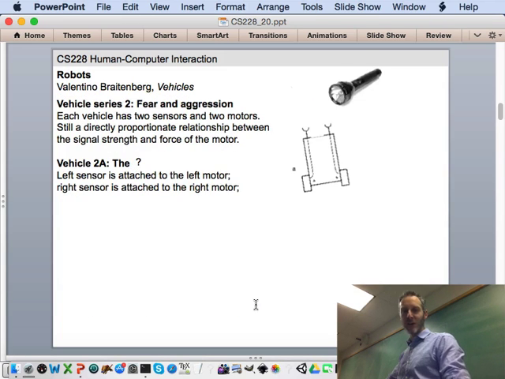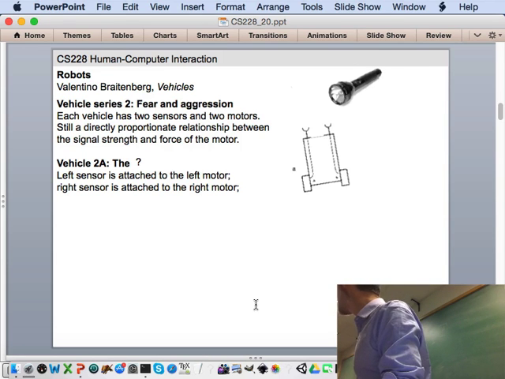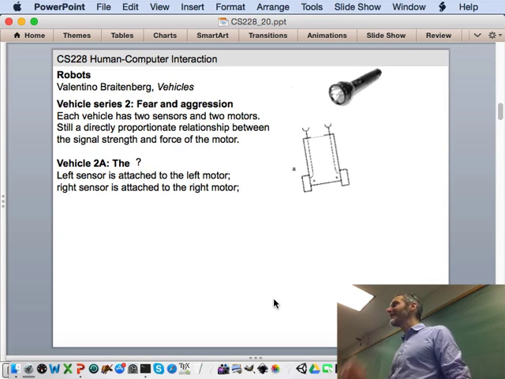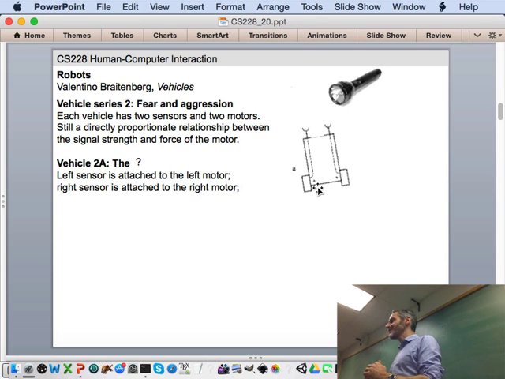Let's move on to Vehicle 2. There's a series, 2A and 2B, Fear and Aggression. Let's talk about Vehicle 2A for a moment. Vehicle 2A is slightly more complicated than Vehicle 1. It also has a body. It has two wheels at the back that can spin, but the wheels themselves cannot turn. They can just spin faster or slower.